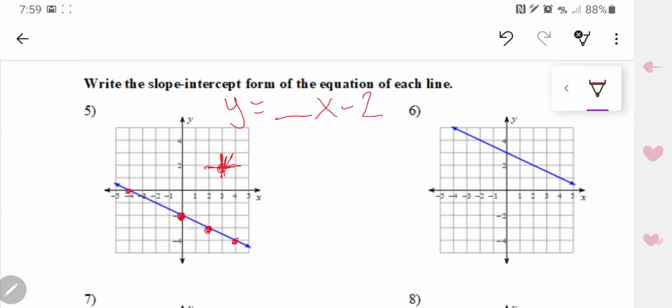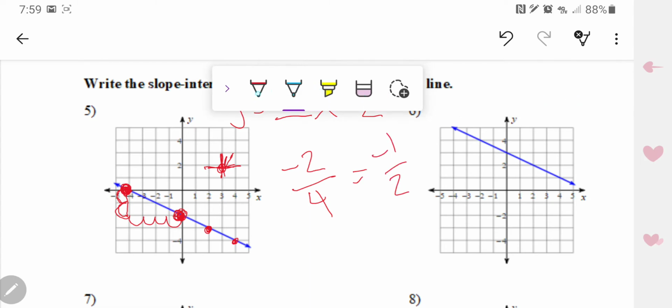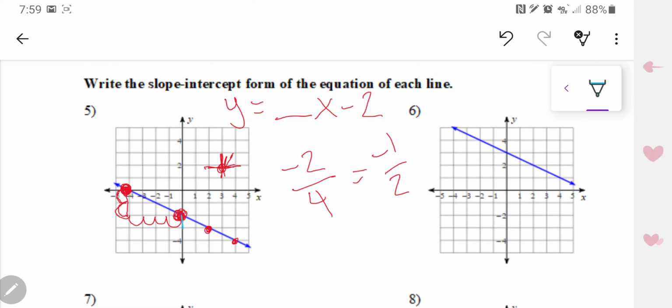So I'm going to do it 2 different times. So one, I'm going to use this point and this point. So I went down 2. You always want to count how many you're going down. 1, 2, 1, 2, 3, 4. So down 2 over 4, which reduces to -1/2. You can see that -1/2 if you picked closer points. Down 1 over 2. Down 1 over 2. So y equals -1/2 x minus 2 is your equation.